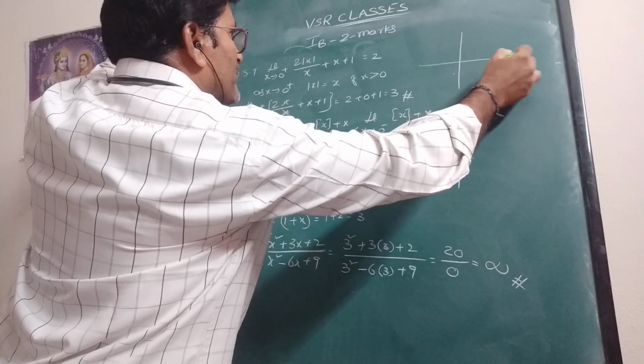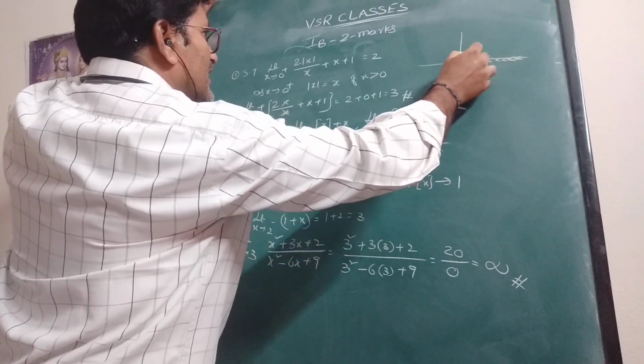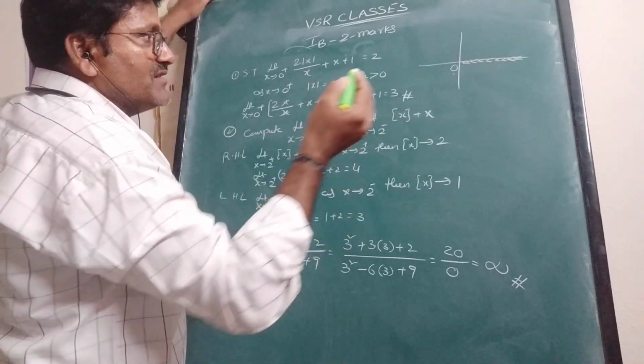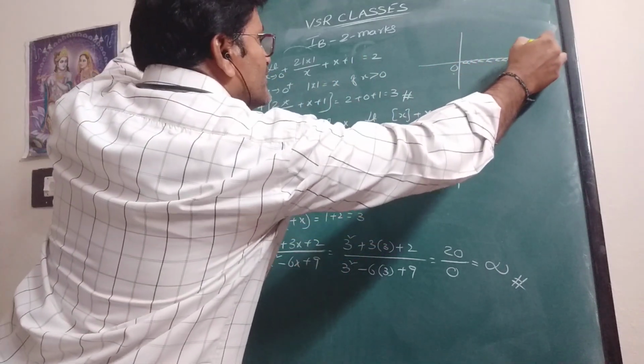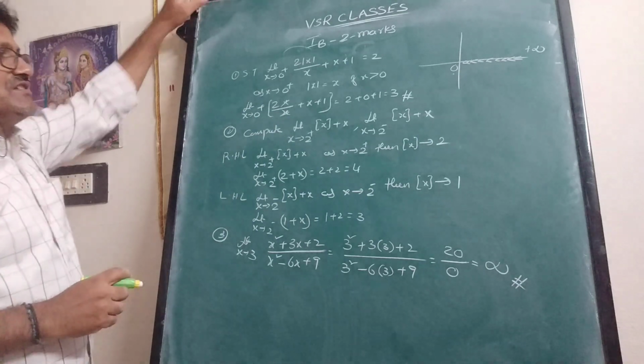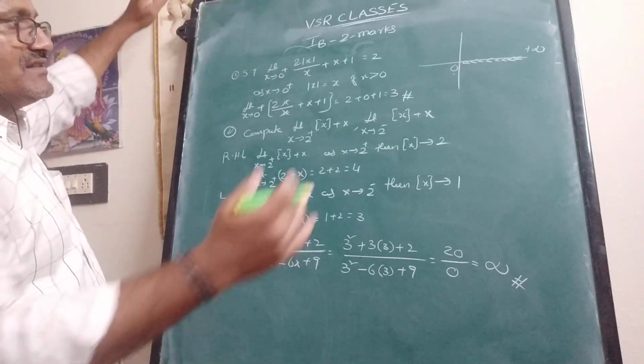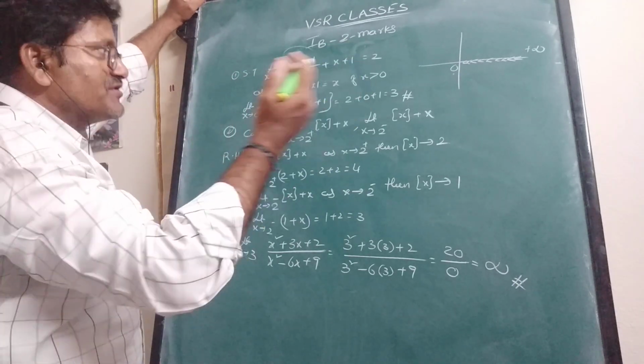It is coming from the positive side to nearest to 0. It is approaching 0, not exactly 0. It is approaching 0 from positive infinity. That is the meaning of that one. Whereas x tends to 0 plus means it is approaching 0 from the positive side.